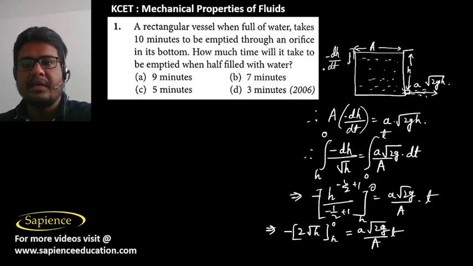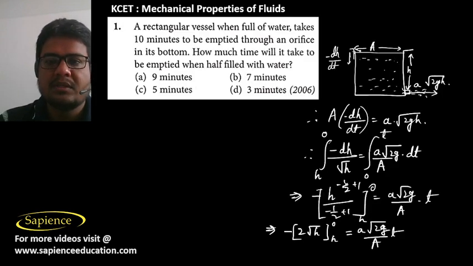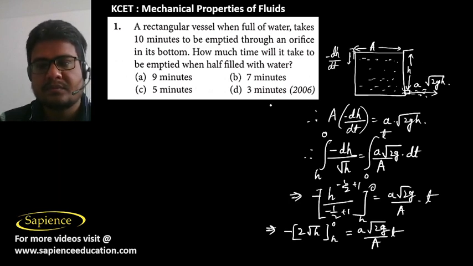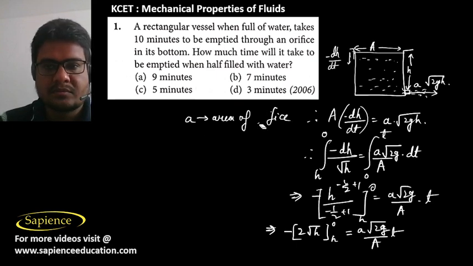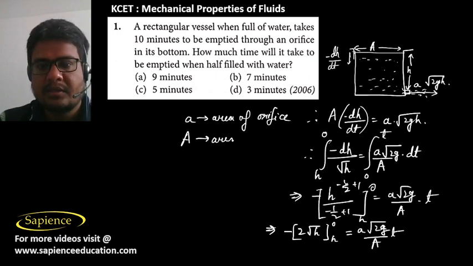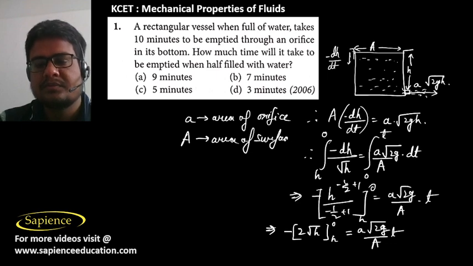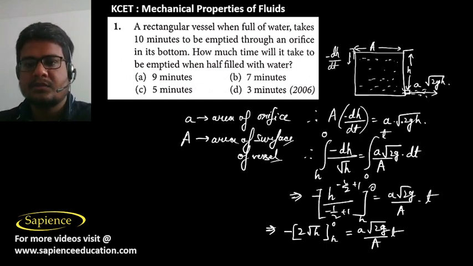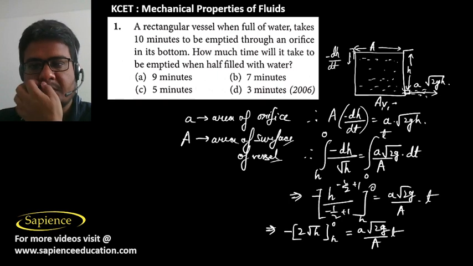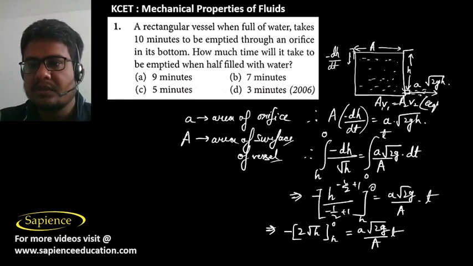Here a is the area of the orifice, and capital A is the area of the surface of the rectangular vessel. So here actually we are using A1 V1 equal to A2 V2, which is the equation of continuity.